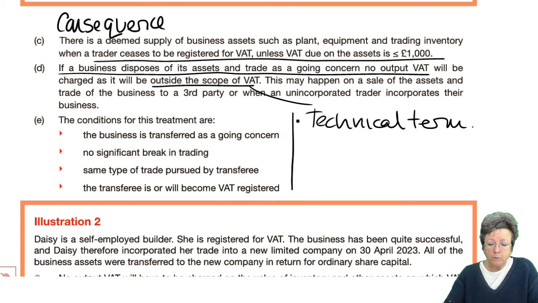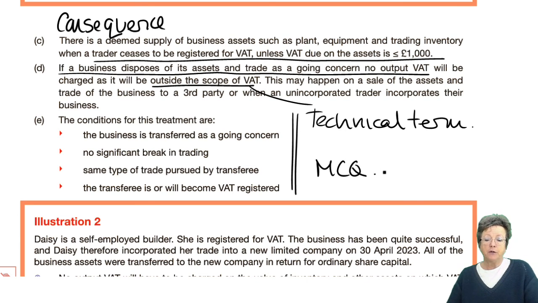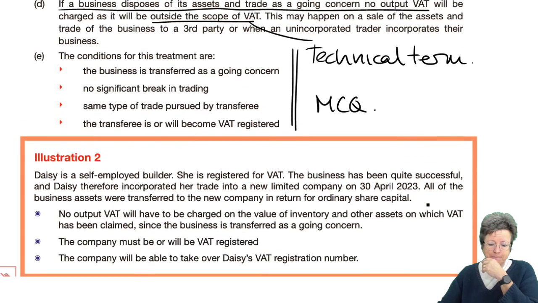Conditions. Again, multiple choice question here. What are the conditions for disposing of assets as a going concern? It must be a going concern. The business must continue to be able to trade. No trade break. So in other words, it's selling it from one person to another or incorporating. Same type of trade being pursued. You're not changing the trade. And they both must be registered for VAT.